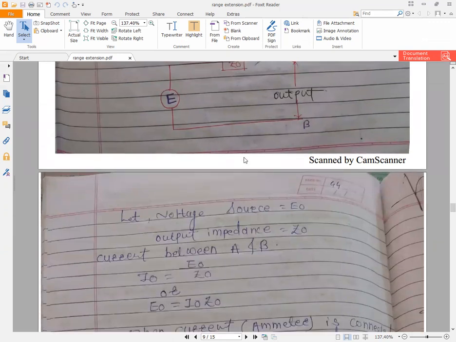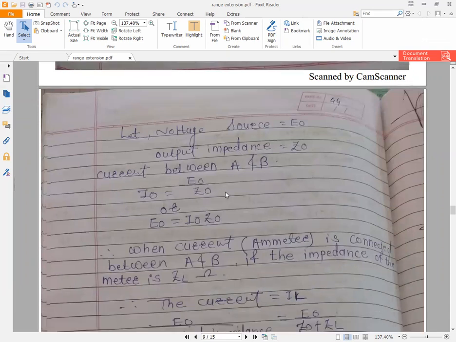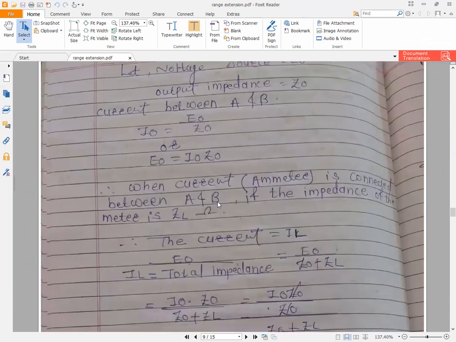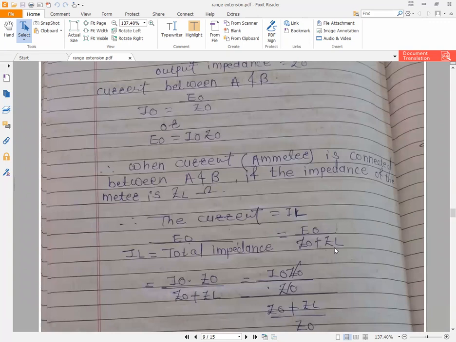But when an ammeter is connected between A and B, if the impedance of the meter is ZL, as a load impedance, the current will flow as IL. Therefore, IL equals E0 upon the total impedance. Therefore, Z0 and ZL will get added, so IL equals E0 upon Z0 plus ZL.